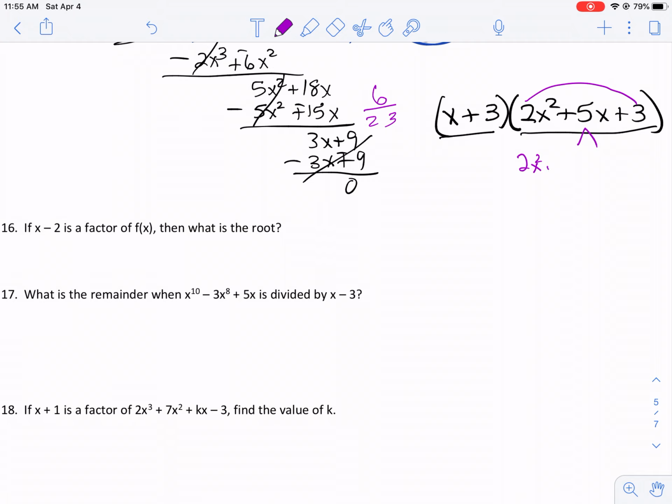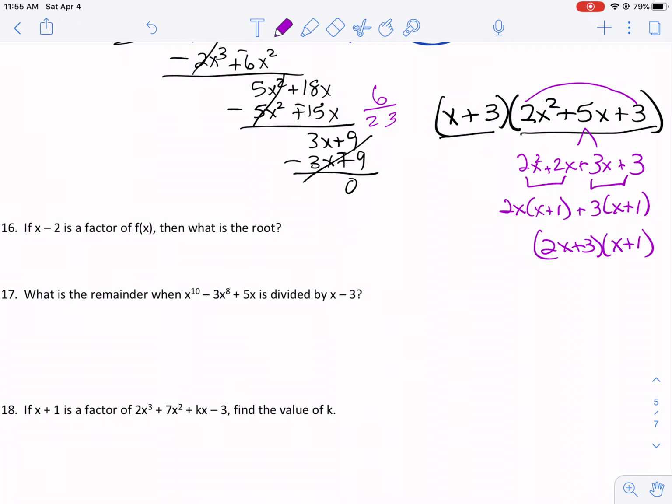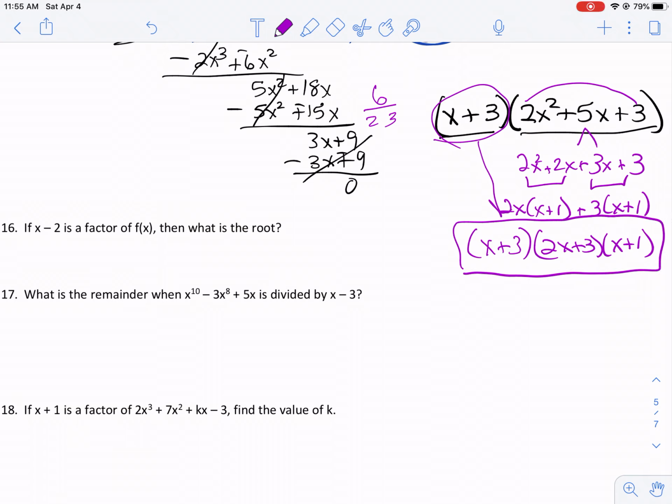So 2x squared plus 2x plus 3x plus 3, groups of 2, I'm going to pull out 2x, x plus 1, I'm going to pull out a 3, x plus 1. So what I got when I divided can be factored farther into 2x plus 3 and x plus 1. And then don't forget to bring down the original x plus 3. And now our problem is factored.